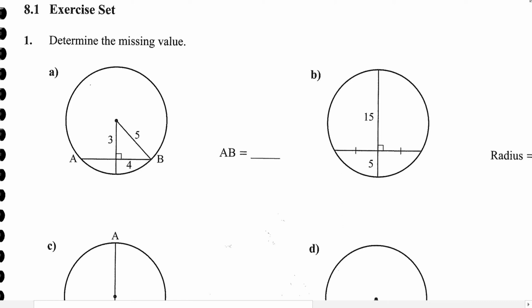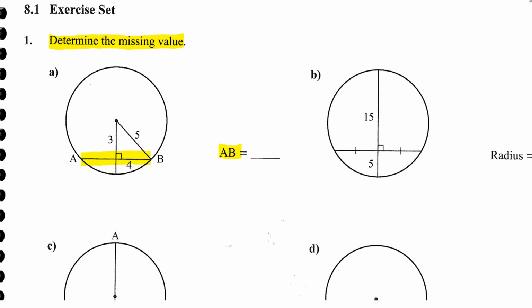I'm now moving on to the homework questions in the very first lesson of the circle geometry chapter. For problem number 1, I need to find the missing values. So for problem number 1, I need to find the value of AB, and AB is this chord right there.